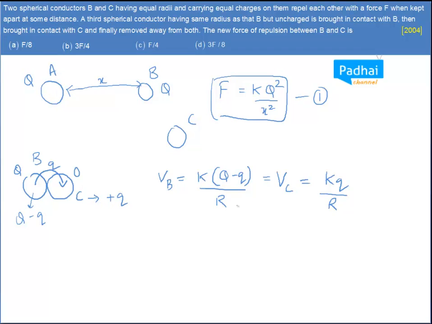Now since they have the same radii, that means charges on them should become the same. That means Q minus q should be equal to q for the potential to be same. It implies that q will be equal to Q by 2, right? So that means afterwards this charge will become Q by 2 and on C it will become Q by 2, right? So this we have calculated. Now what happens, let us see. Then it is brought in contact with C and finally removed away from both.